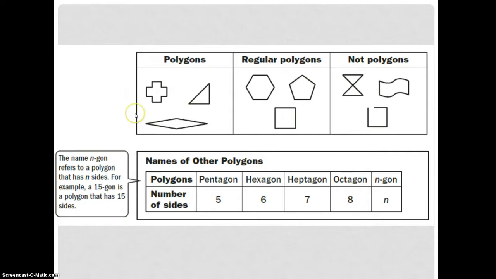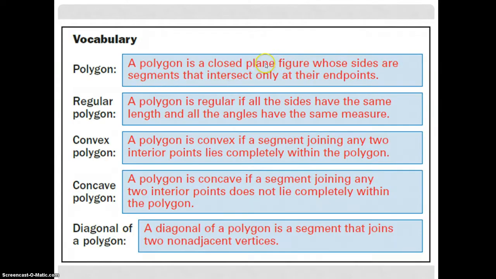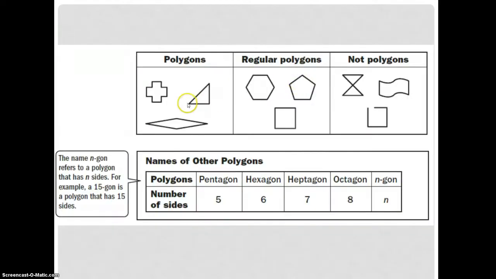Here are some polygons. You can see they're polygons because the definition of a polygon is a closed figure whose sides are segments that intersect only at their endpoints. You can see they're only intersecting at the endpoints. And it's closed, there are no openings to the polygon.